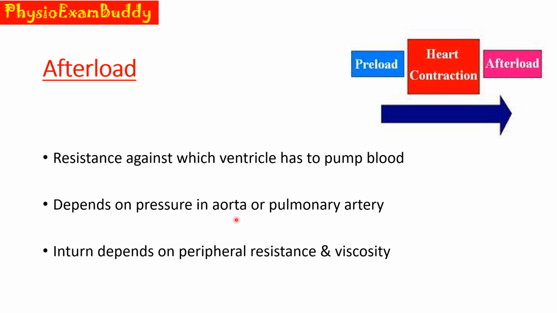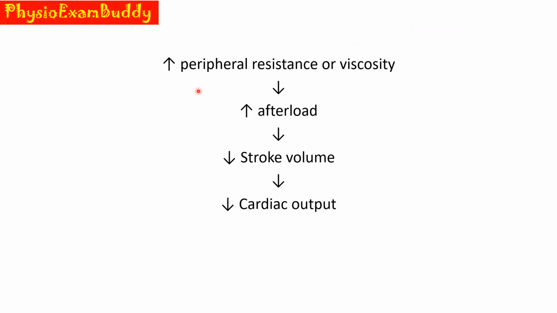These pressures in the aorta or the pulmonary artery in turn depend upon two parameters, that is peripheral resistance and viscosity. What happens when there is an increase in the peripheral resistance or viscosity? It will increase the afterload, which has an exact opposite effect on the stroke volume. That is, increase in afterload causes a decrease in the stroke volume and thereby a decrease in the cardiac output. So any factor which increases the peripheral resistance or viscosity of the blood will decrease the cardiac output.